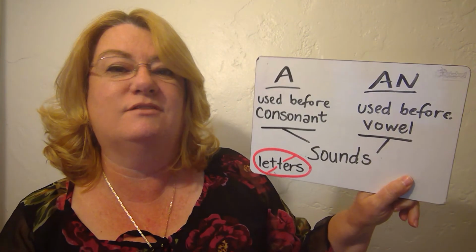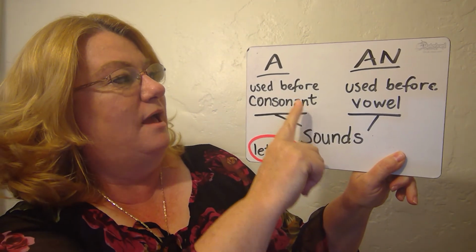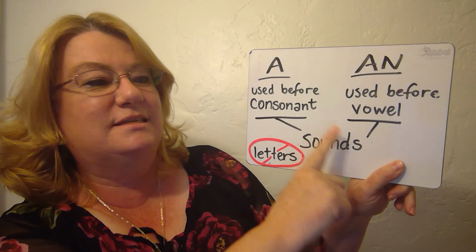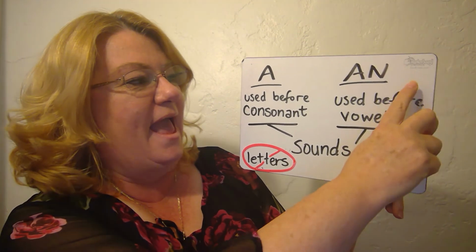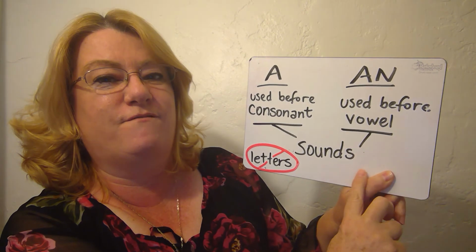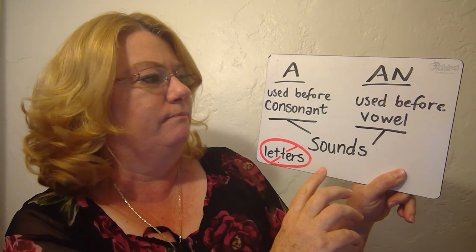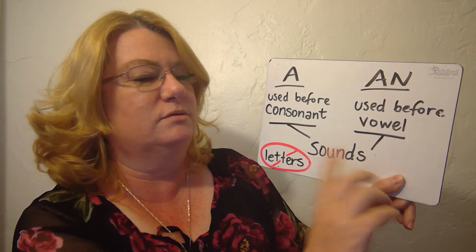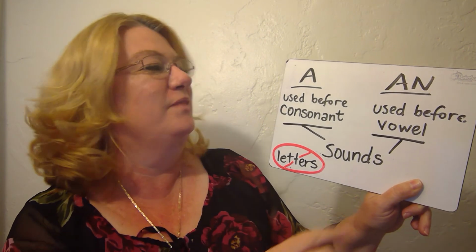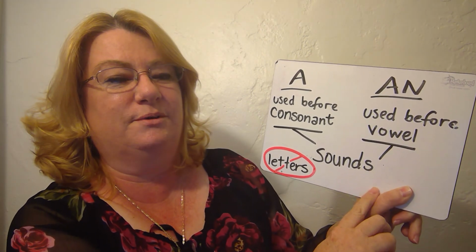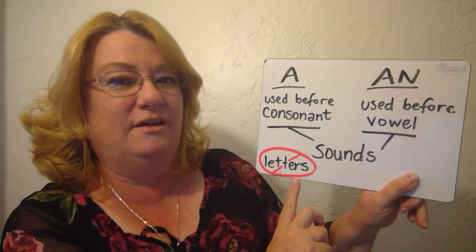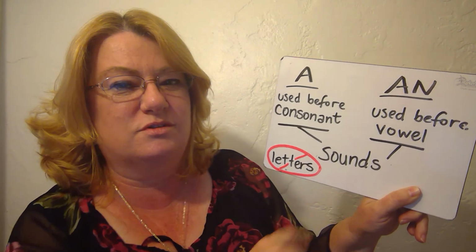So again, the a and an are very important to use, because a is used before the consonant sound, and an is used before the vowel sound. It's not based on letters, it's based on the sounds of the words.